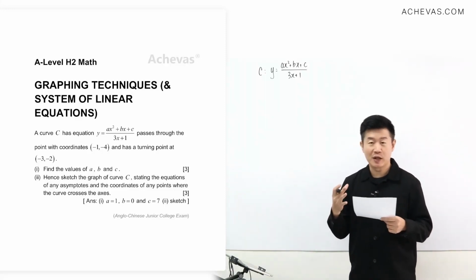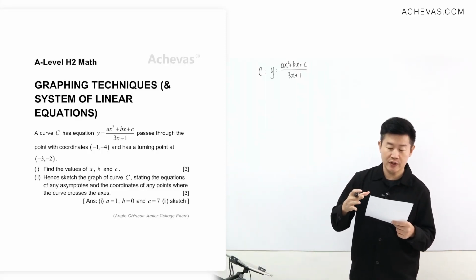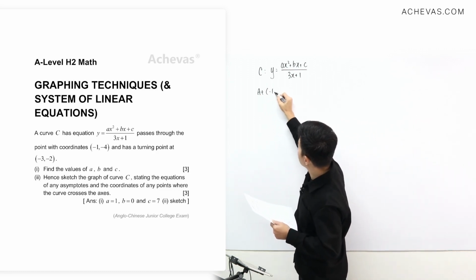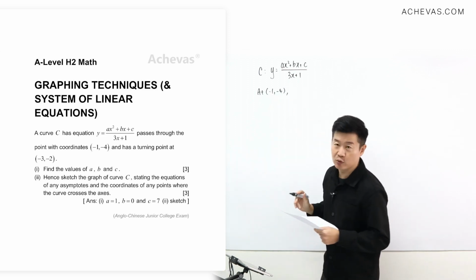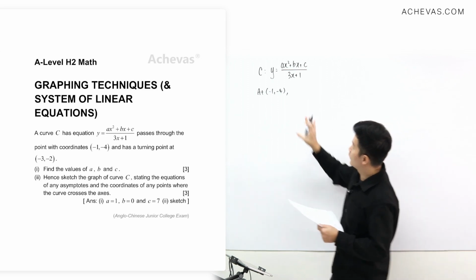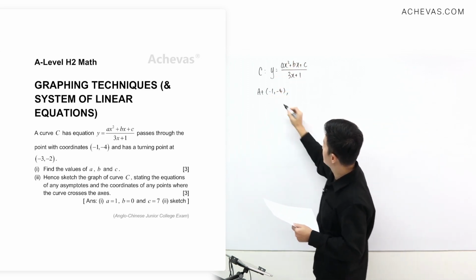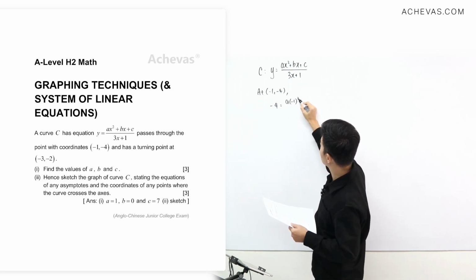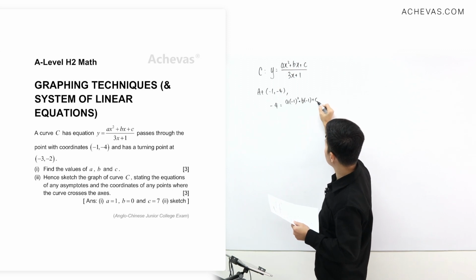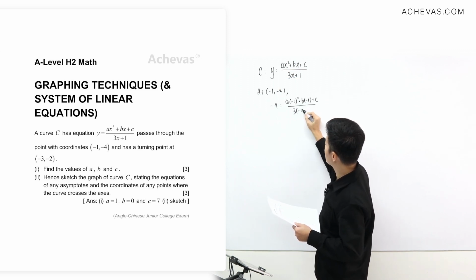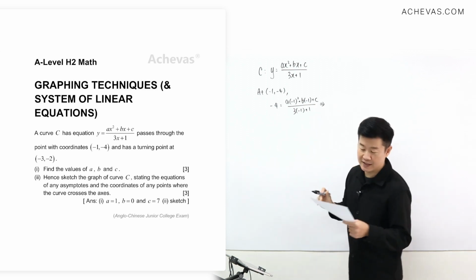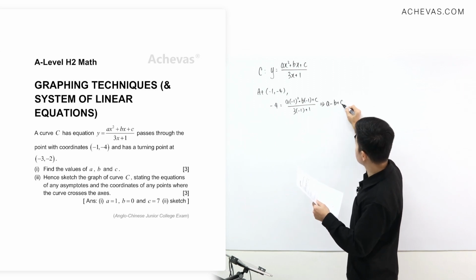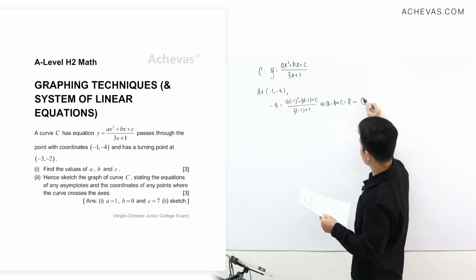For curve C, it is given to us by the question that it will be passing through the point with the coordinates -1, -4. So at the point -1, -4, x is going to be equal to -1 and y is going to be equal to -4. Let's substitute the two values into the equation. So -4 is going to be a times (-1) squared, plus b times (-1), plus c, over 3 times (-1) plus 1. This will give us our first equation, and that will be a minus b plus c is equal to 8. This is equation number 1.